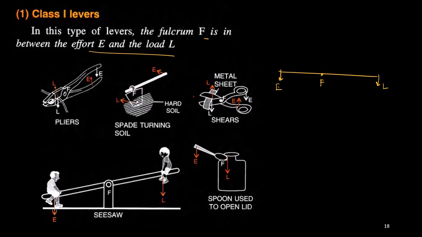So in a seesaw, if I say these are positioned at the same distance, let us say these are EF number, these are LF number. Depending on the EF and LF value, whether the mechanical advantage will be 1, greater than 1, or less than 1, it depends. But one thing is sure: every time the fulcrum is positioned at the middle position. Got it?